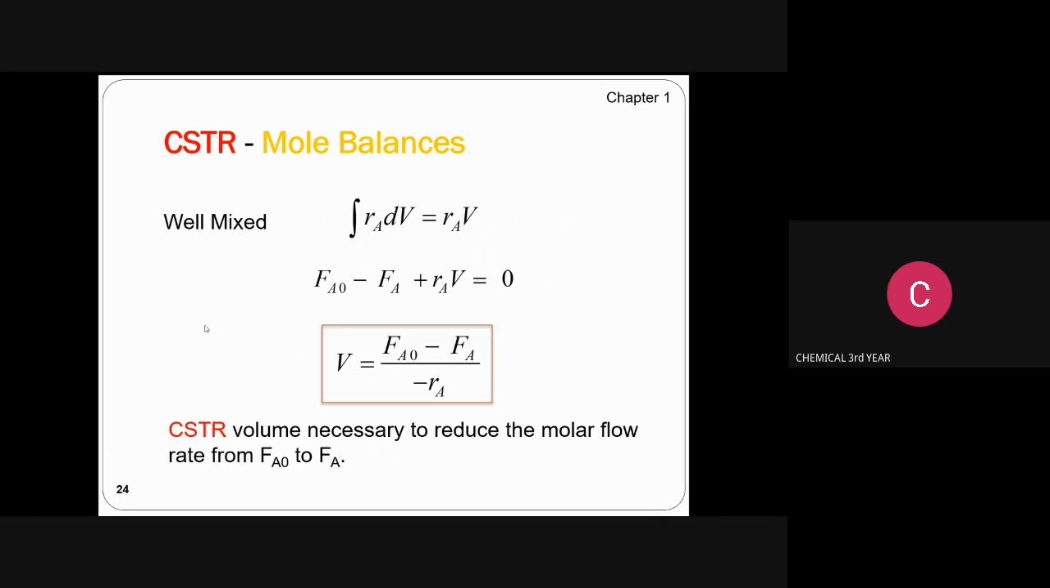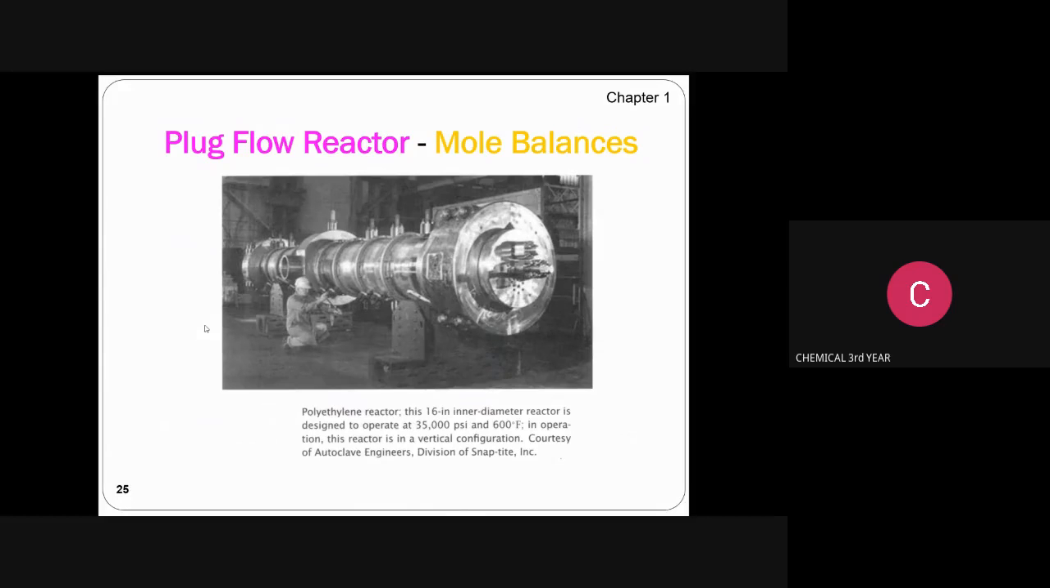We can also see laminar flow reactions plus microreactors, or oscillatory baffled reactors, or plug flow reactor models, by using some reference. Sorry, this is the plug flow reactor mole balance equation. The polyethylene reactor is a 16-inch unit reactor designed to operate at 35,000 psi, that is the pressure unit, and 16 degrees Fahrenheit, that is the temperature unit. In operation, this reactor is in a vertical configuration.